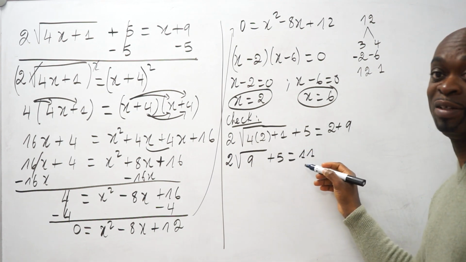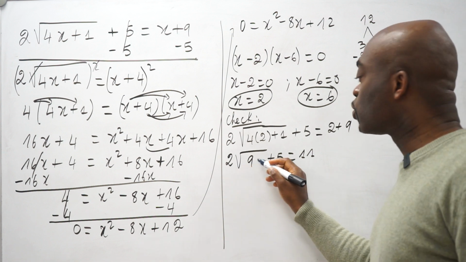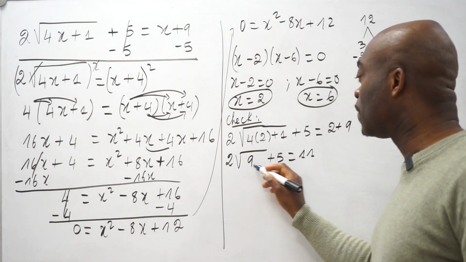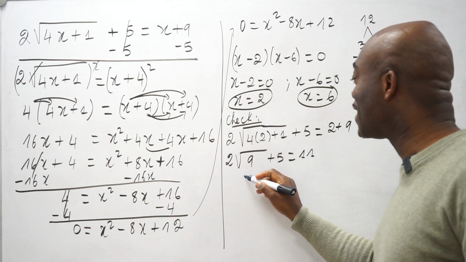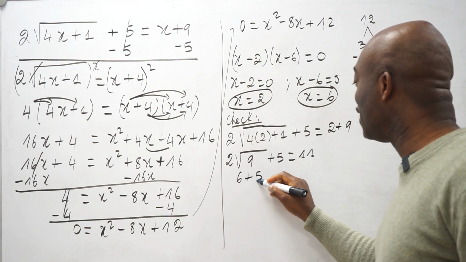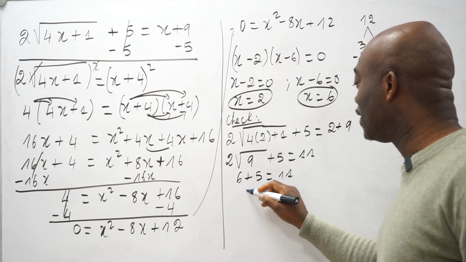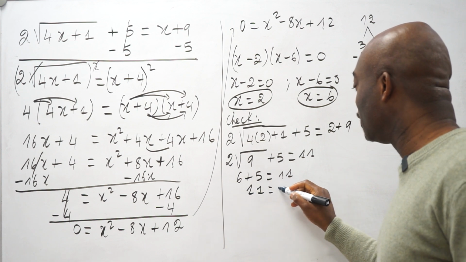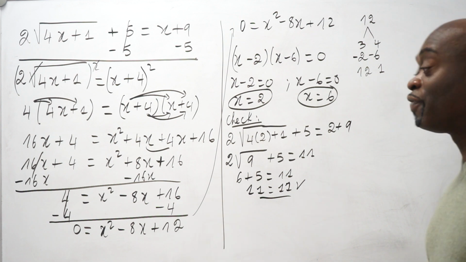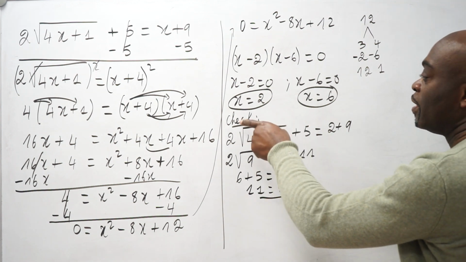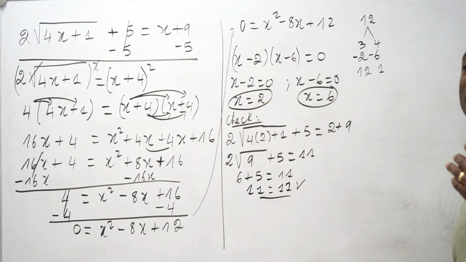The left side is supposed to equal the right side, so we should have 11 on both sides. The square root of 9 is 3. We multiply 2 by 3, which is 6. So 6 plus 5 should equal 11. 11 equals 11, and that is a true statement.